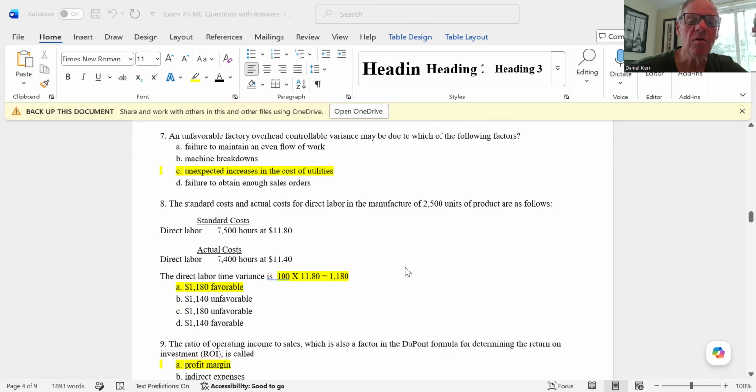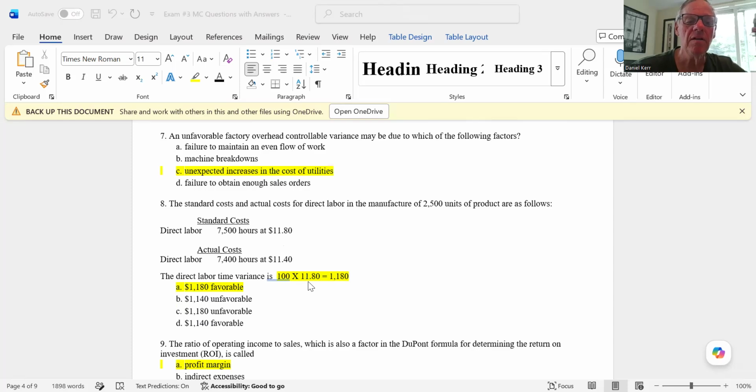Number 8, the standard cost and actual cost for direct labor in manufacture of 2,500 units of the product are as follows. So standard costs are 7,500 hours. Actual direct labor is 7,400. Okay, and they want to know what the direct labor time variance is. So the time variance would be the fact that you worked 100 hours less than you were supposed to, multiplied by the standard labor rate, which is $11.80. So it's 1,180, and that is a favorable variance.